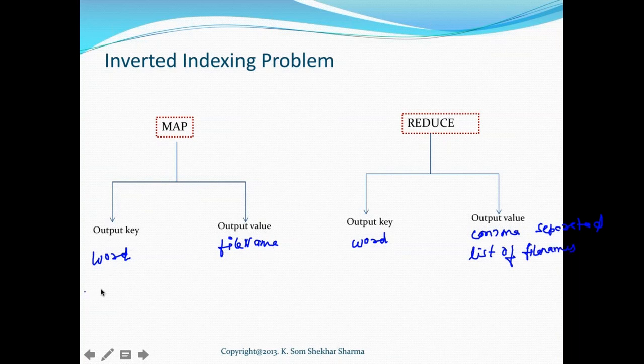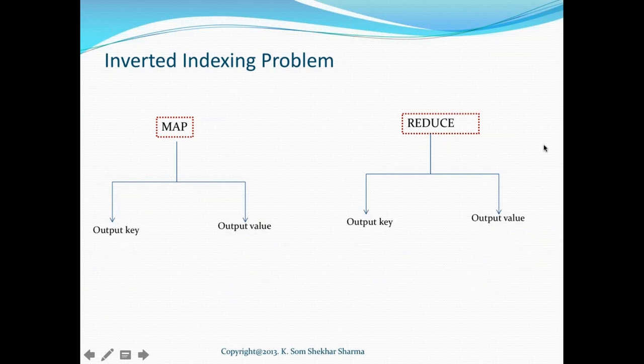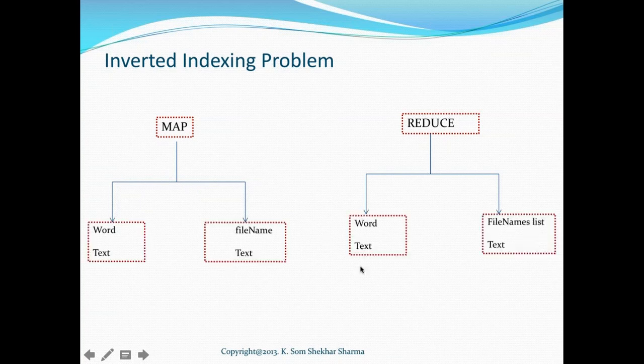So the word is of type Text. The file name, of course, will be of type Text. The word is again of type Text. The comma separated list of file names could again be Text. Please understand, Text means String in Java, so that's why we are representing it as Text, a Hadoop data type. So in the inverted indexing problem, again the same example, word and the file name, word and the concatenation of the files in which the word has appeared. So all are Text here.